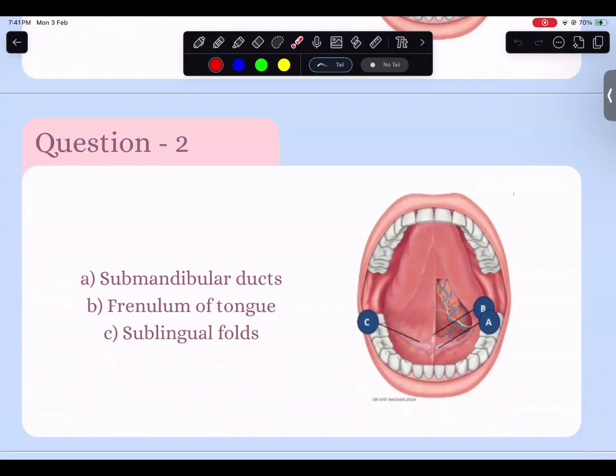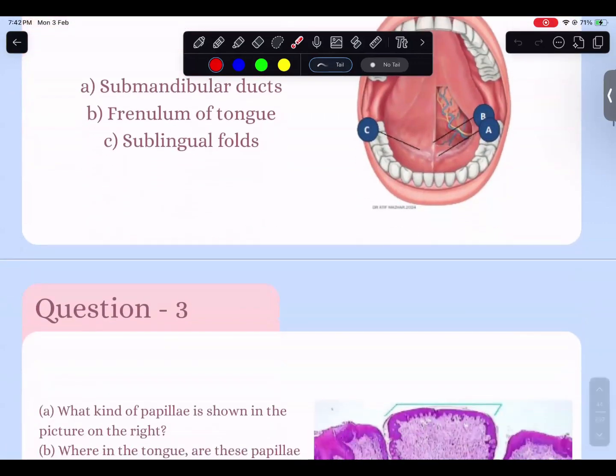Okay, so A is your submandibular ducts, B is the frenulum, and C is the sublingual folds. Oh, sorry, I thought this was this, but it's actually this. If the pointer was pointing at this, it would be the sublingual caruncle, which is the bulge, but it's pointing at this, which is the sublingual folds, okay? This is your frenulum, and then these are your submandibular ducts, or also sublingual gland openings.